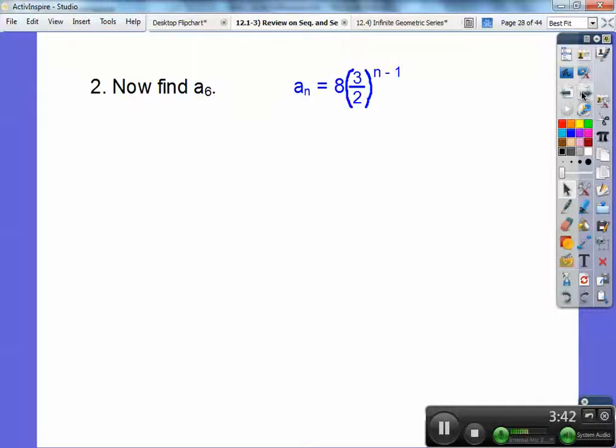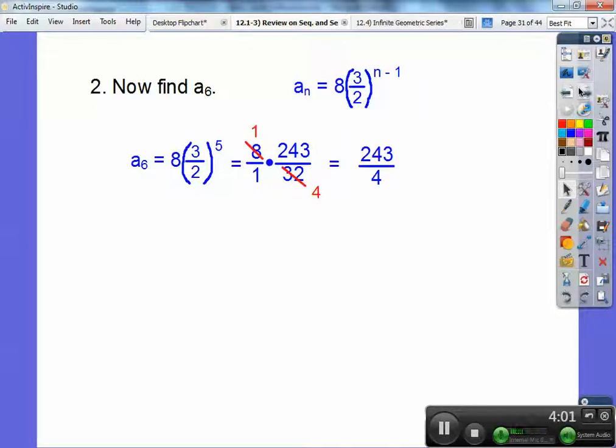Now find your sixth term. Remember, there's my answer. I'm just going to plug in 6, so 6 minus 1 is 5. Now I'm going to do 3 to the 5th and 2 to the 5th. I have 8 over 1, there's my 8. 3 to the 5th is 243, and 2 to the 5th is 32. Now you can cancel, so you get 243 over 4.